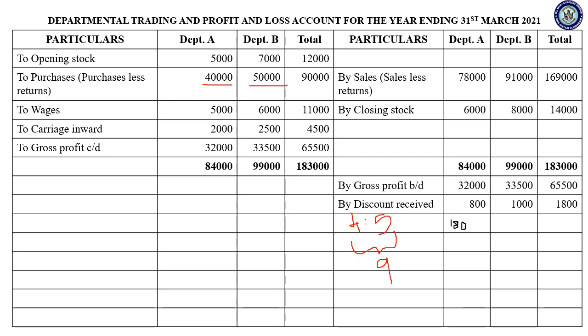Okay, so write 1800 into 4 by 9. So 1800 into 4 by 9. Same way, 1800 into 5 by 9. Okay, 1800 into 4 by 9, 1800 into 5 by 9, you will get the discount received for department A as well as department B.